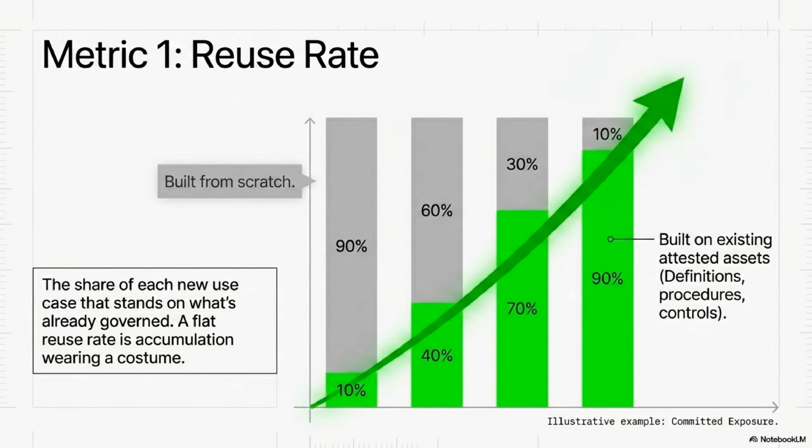A rising reuse rate is the cleanest signal you have that the graph is compounding. A flat reuse rate means every team is still starting from 0. That's accumulation wearing a costume.